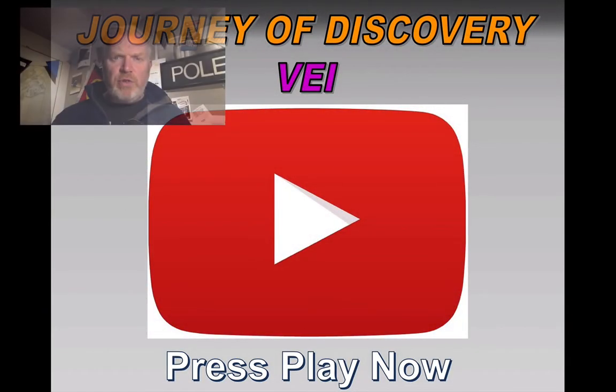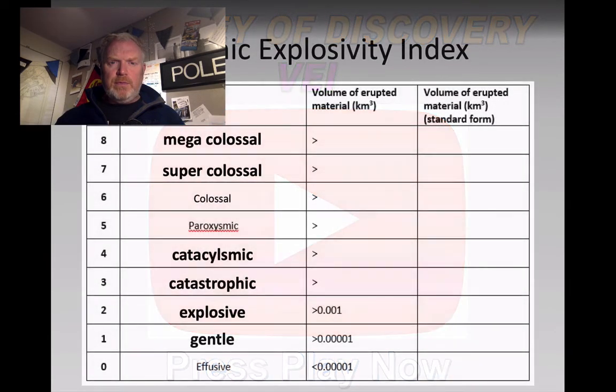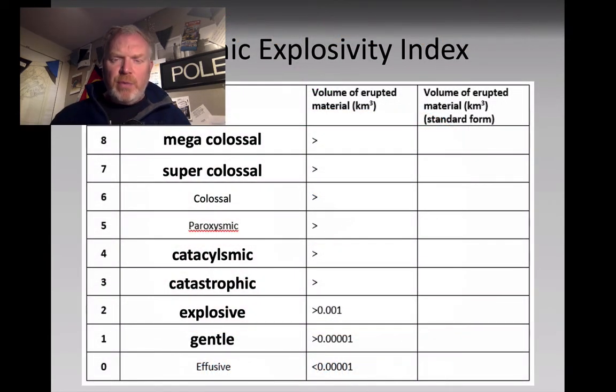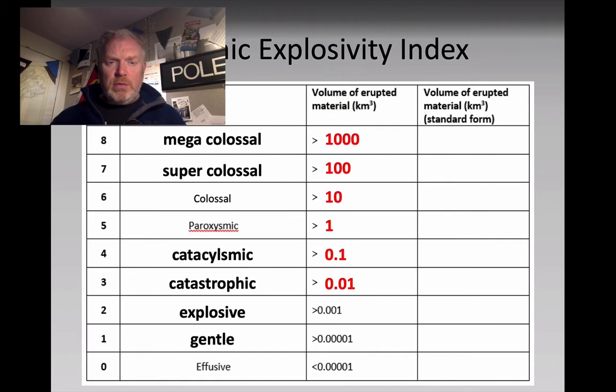Okay, let's see what the results are. So remember, we're multiplying by 10 every time. So 3 is going to be 0.01, 4 will be 0.1, 5 is 1. See how the numbers are moving relative to the decimal place every time. VEI 6 erupts 10 cubic kilometres, VEI 7 100 cubic kilometres, a VEI 8 1000 cubic kilometres.